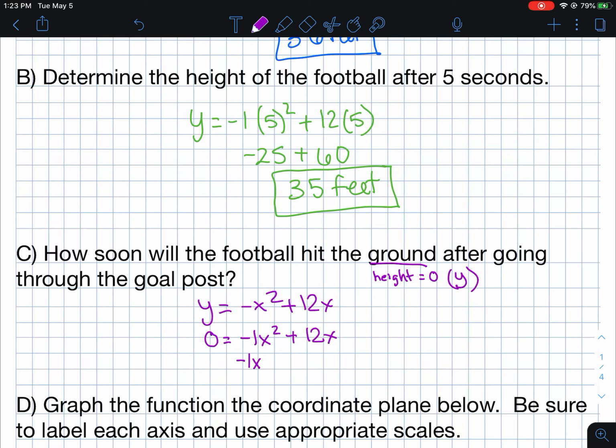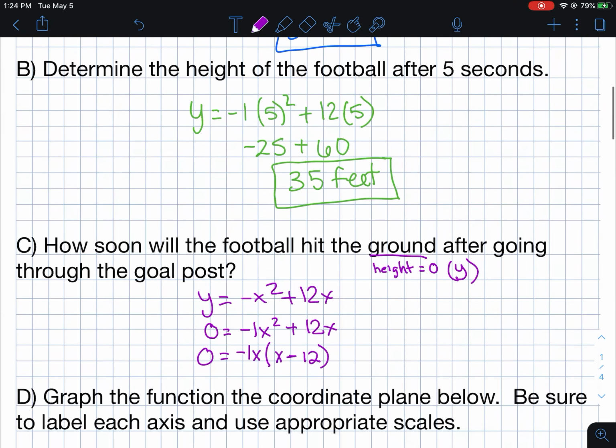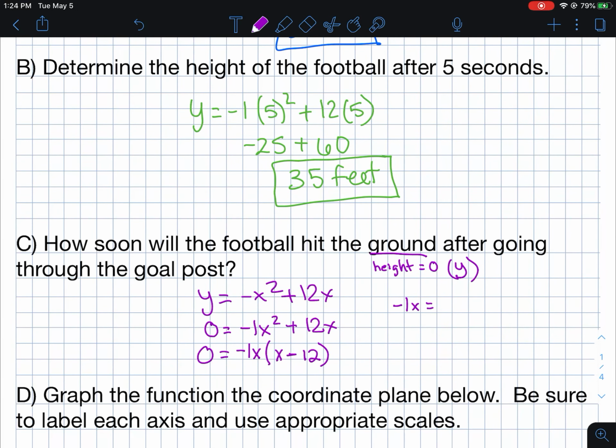So I'm going to factor out a negative 1x from the first term, which will leave me with a positive x. And I'm going to factor out a negative 1x from the 12x. So that'll be negative 12 that I'll be left with, and that is equal to 0. So in order to solve this, I set them both equal to 0 and solve. So I divide by negative 1. So I get x equals 0, and then over here I get x equals 12.